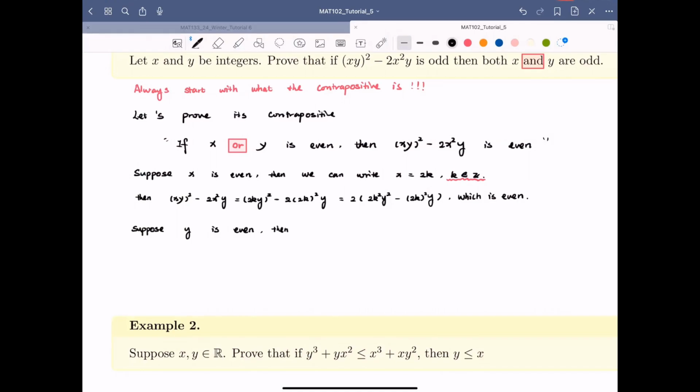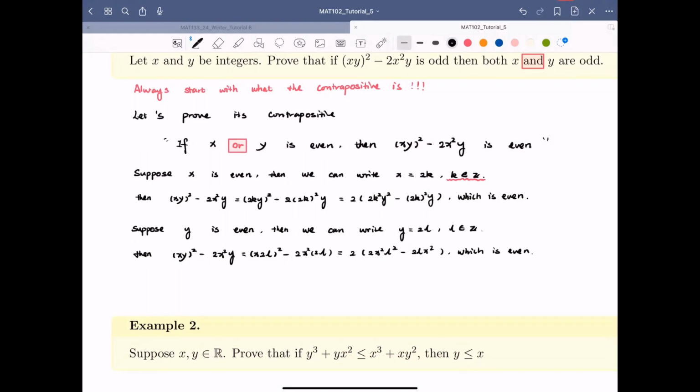Then again, we can write it as 2 times the integer. Let's say 2l, where l is the integer. Then the whole expression is going to be different again. So that's x times 2l, whole thing squared, minus 2x squared times 2l. Again, factor out 2, I'll be left with 2x squared l squared minus 2l x squared, which is even again.